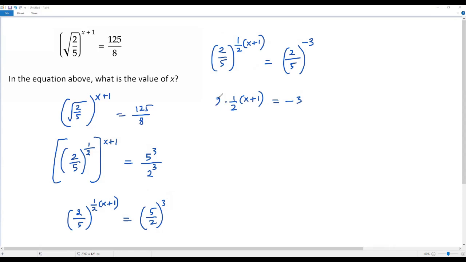Okay, let's multiply both sides of the equation by 2 to get rid of the fraction 1 over 2. So this 2 will cancel out. 1 times x plus 1 is x plus 1. On the right side, negative 3 times 2 is negative 6. Let me subtract 1 from both sides of this equation. Positive 1, negative 1 will cancel out. I am getting x equals negative 7. Here I got the value of x, that is negative 7.